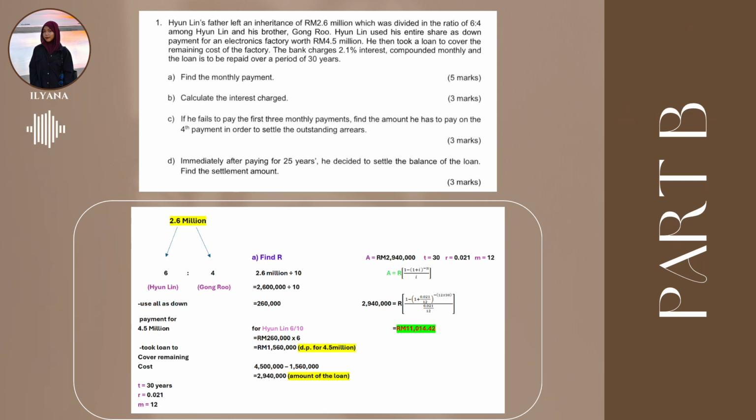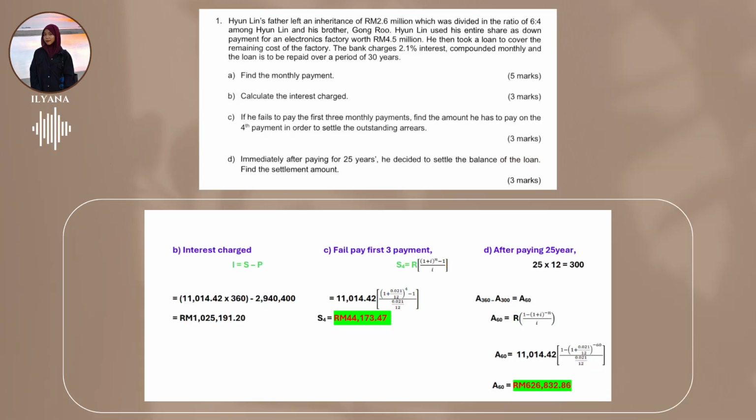After subtracting his down payment, the remaining amount that becomes the loan is 2,940,000 ringgit. Using the annuity formula for a 30-year loan with 2.1% interest compounded monthly, I substitute the values and solve for the monthly installment. The monthly payment comes out to 11,014 ringgit and 42 cents. For Part B, I find the total interest by taking the total amount paid over 360 months and subtracting the original loan amount. So, I multiply the monthly payment of 11,014 ringgit and 42 cents by 360, then subtract the loan amount of 2,940,000 ringgit. The interest charge is 1,025,191 ringgit and 20 cents.